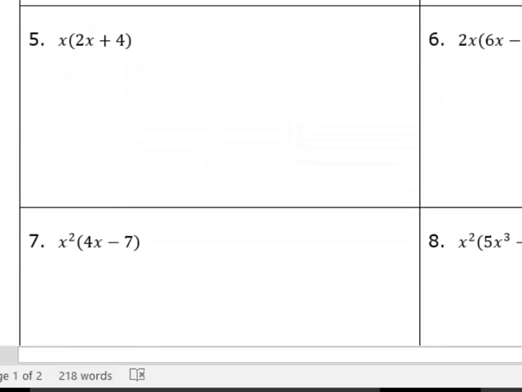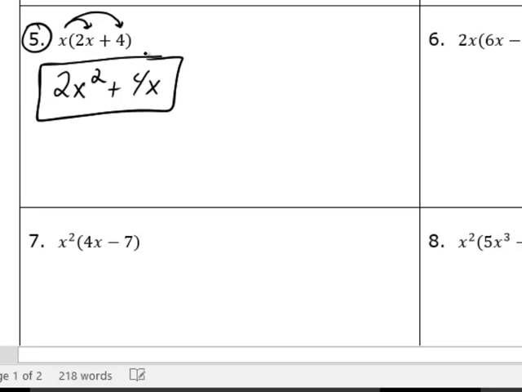Number 5. We have a monomial multiplied to a binomial. So we're going to distribute: x times 2x, x times 4. So, easy. X times 2x is 2x squared. X times 4 is 4x. That was easy.